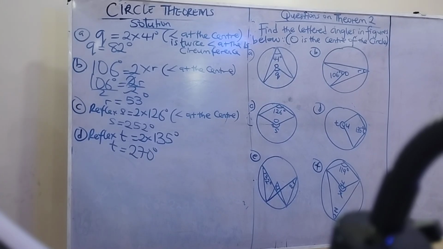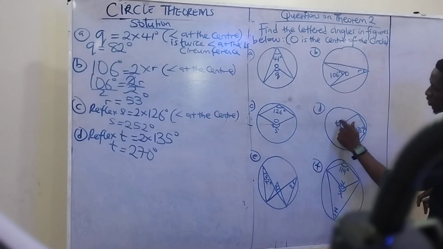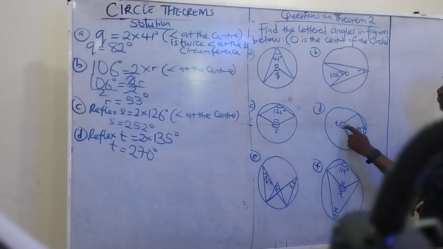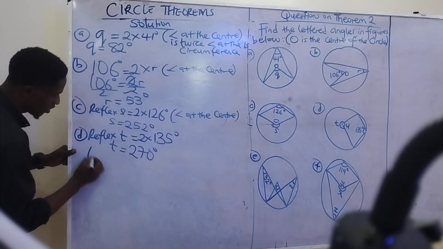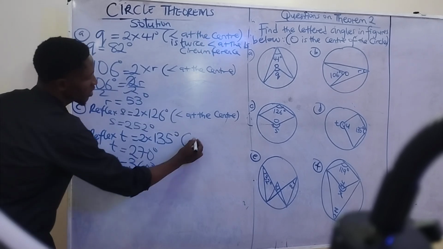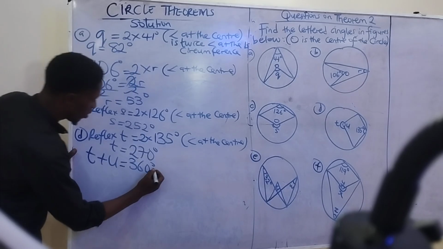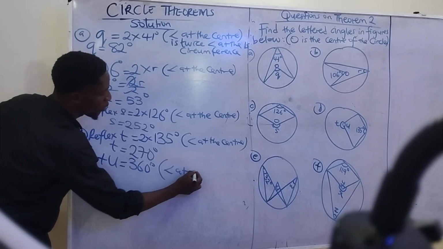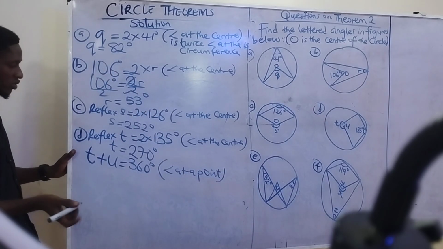270 degrees. 270 degrees. And if you check this, the relationship between this and this is angle at a point. So we have T plus U is equal to 360 degrees. This is the angle at the center. So this is angle at a point. The sum of angles at a point is equal to 360 degrees.